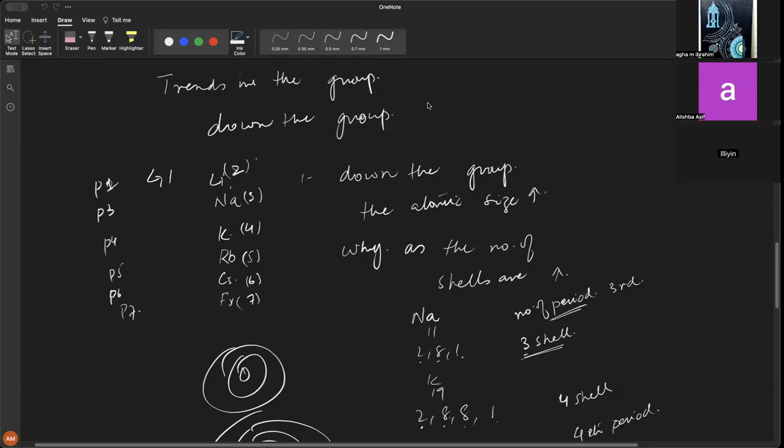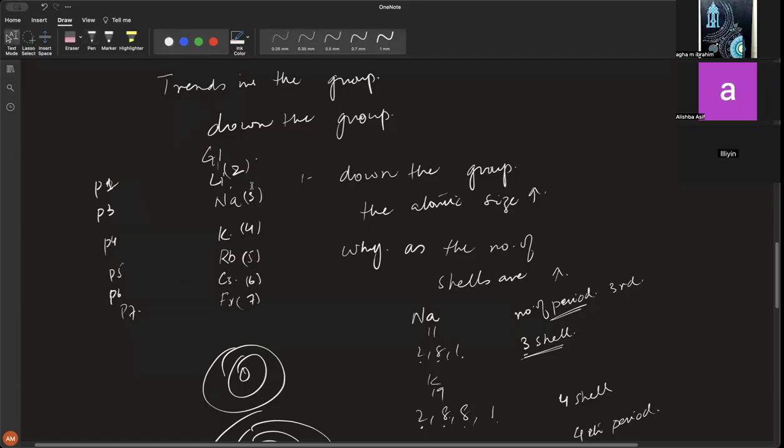If you go down the group, like we were discussing elements of group one, even though we have to discuss the elements of group one in detail, just to get an idea of the general trend of group one elements. So, what is going on down the group?